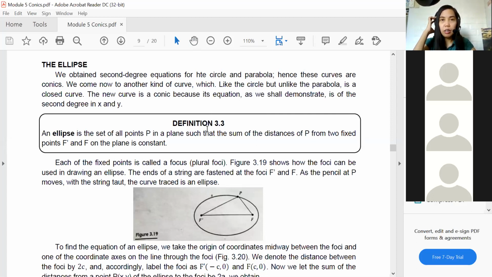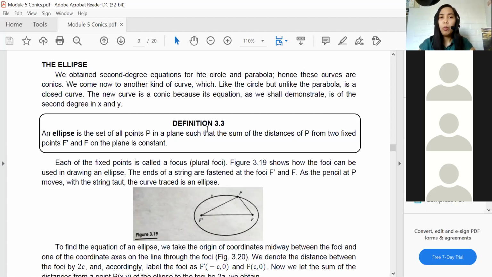So again, another kind of curve is the ellipse. This is also an example of a conic because it demonstrates a second degree in x and y. Okay, an ellipse, class, is a closed figure in a plane that closely resembles an oval. So it's oval-like. Okay, that is the ellipse.